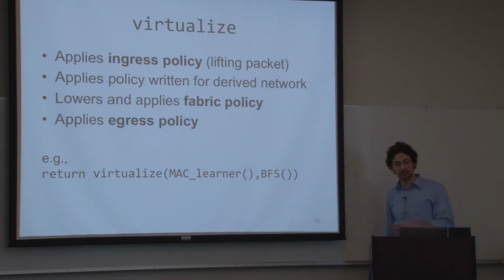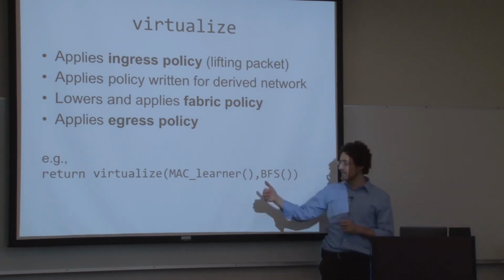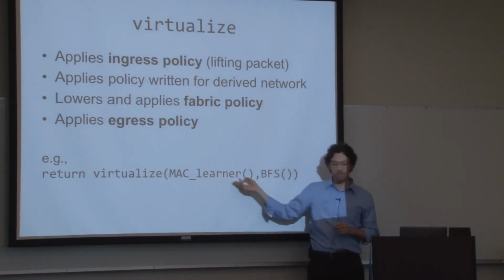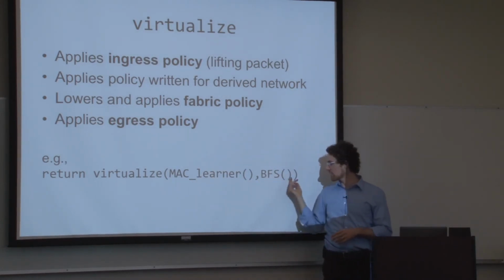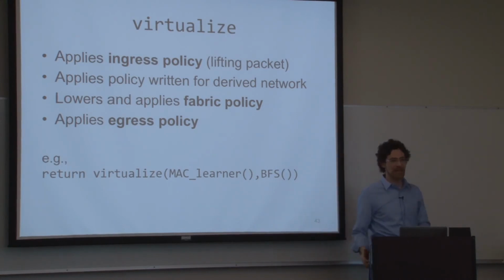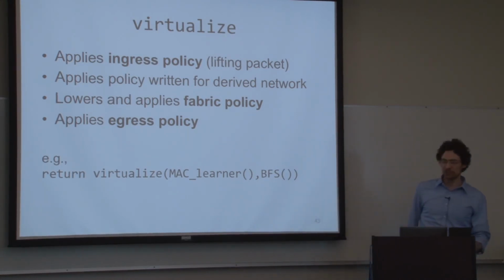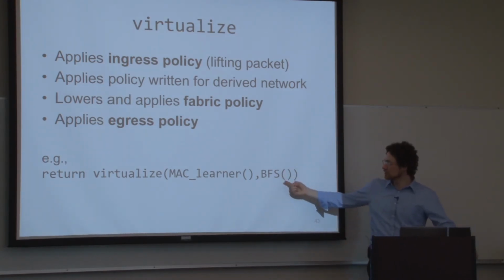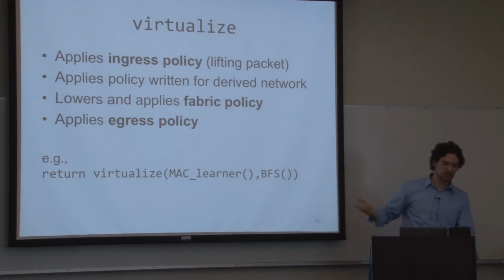So for example, in the previous case, we can write this in one line: return virtualizing, say, a MAC learner, by using a pre-created and infinitely reusable big switch virtualization object, which includes inside the object the ingress, the egress, and the fabric policies, along with a couple of other convenient pieces of functionality to enable that.